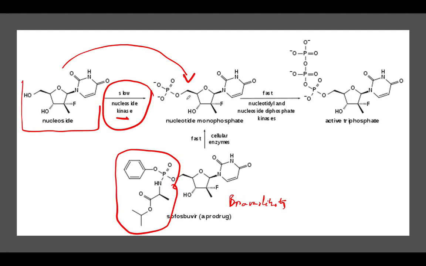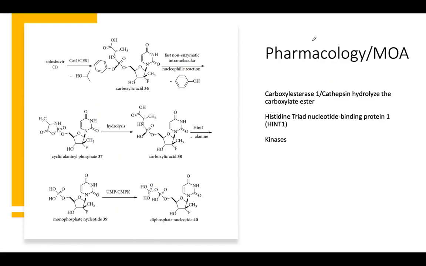group here, a phosphate group here, the phosphorylation by uridine, I believe it's uridine. Yeah, so you have uridine monophosphate kinase, and then you're going to have diphosphate kinase, I believe. Yeah. And those will convert it to the triphosphate active ingredient here, the active pharmaceutical ingredient. All right.